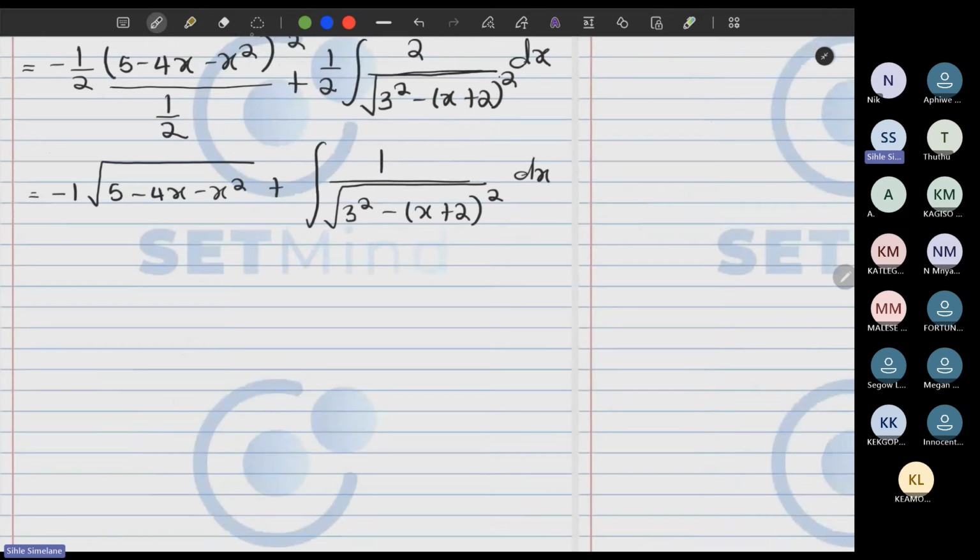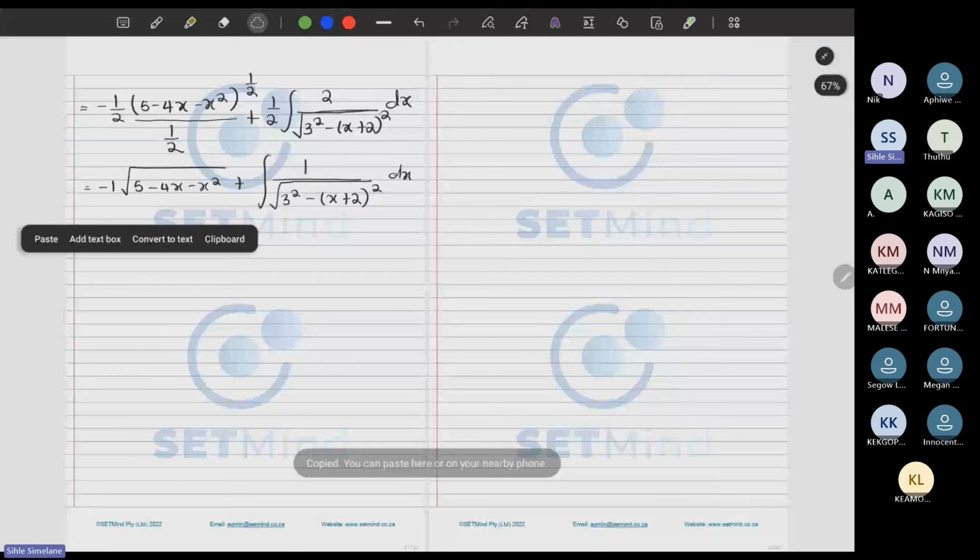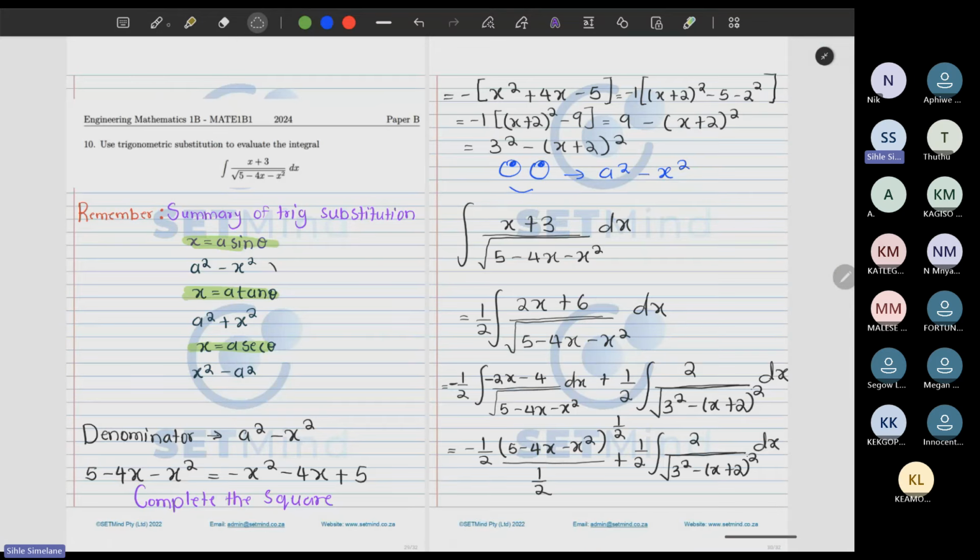So let's go and focus on this integral and use our trig substitution as I showed you. Look at what I indicated to you. So if you look carefully, our case is this one, a squared minus x squared, meaning we are going to use sine as our substitution. So maybe let me take this to the next page.